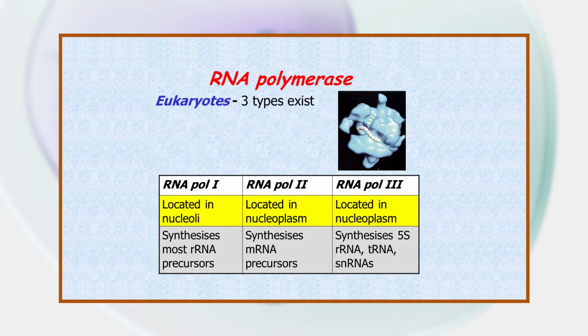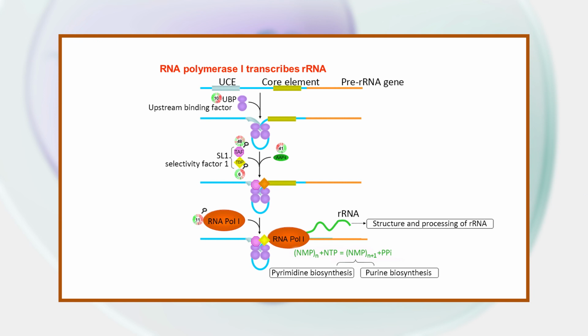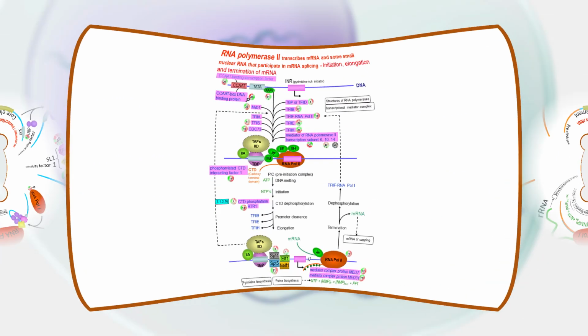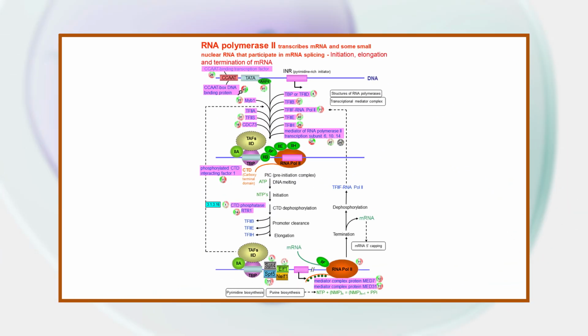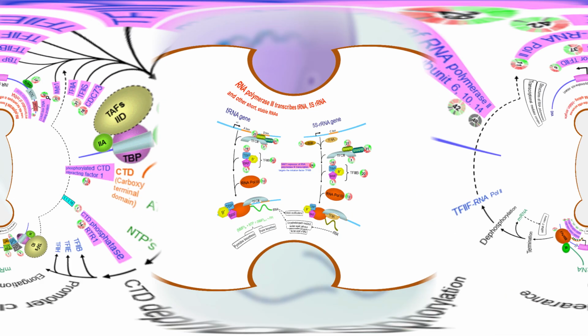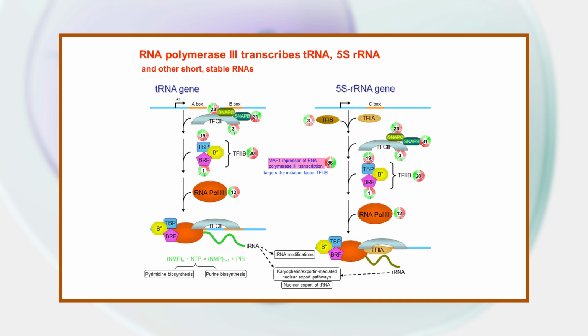There are actually three distinct forms of RNA polymerase found in eukaryotic cells that are responsible for the transcription of three distinct types of genes. The genes encoding the ribosomal RNAs are transcribed by RNA polymerase 1. The protein encoding genes that produce the messenger RNAs are transcribed by RNA polymerase 2. Finally, the genes encoding transfer RNAs as well as certain other small RNA molecules are transcribed by RNA polymerase 3.